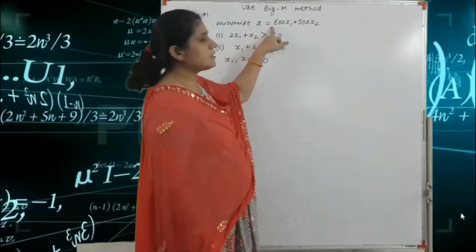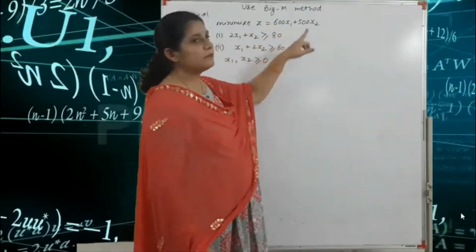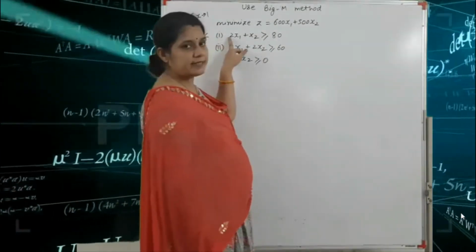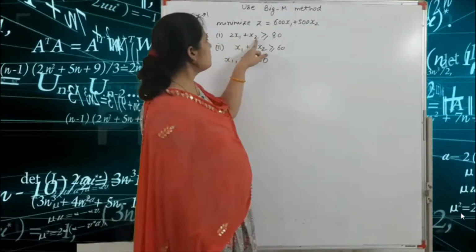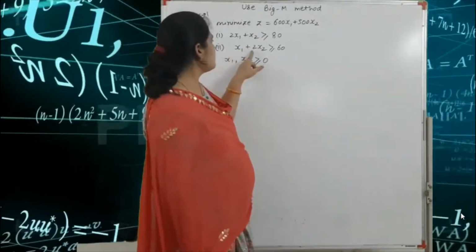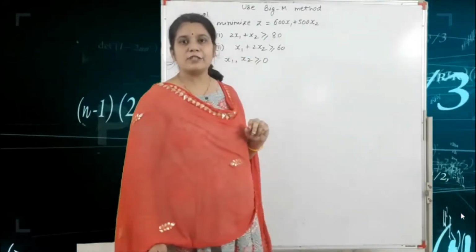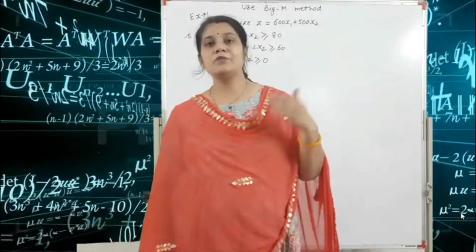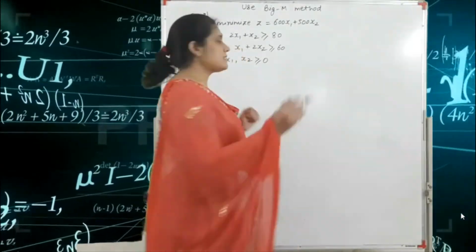Minimize z = 600x1 + 500x2, subject to the constraints 2x1 + x2 ≥ 80 and x1 + 2x2 ≥ 60, and x1, x2 ≥ 0. Okay, so let's start the solution.